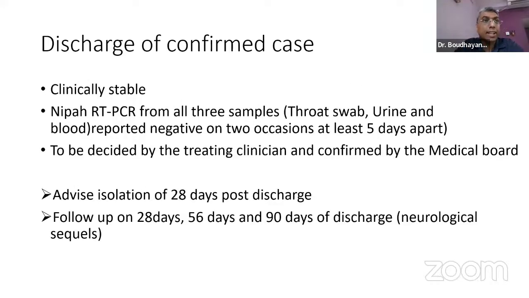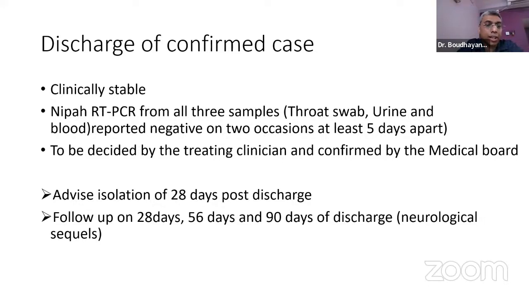What is the discharge criteria? We all know in COVID days, we also saw what the discharge criteria was: RT-PCR 1 positive, 2 positive, and ultimately the RT-PCR testing became obsolete. We could discharge after 7 days. So there has to be some discharge criteria for this disease, a highly infectious disease.